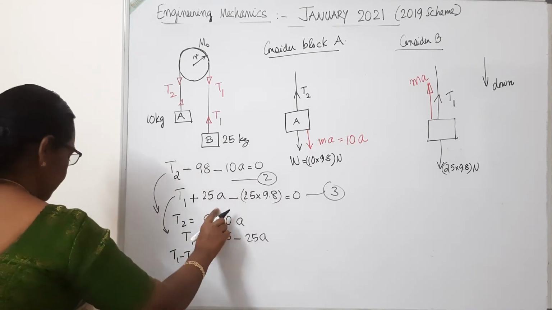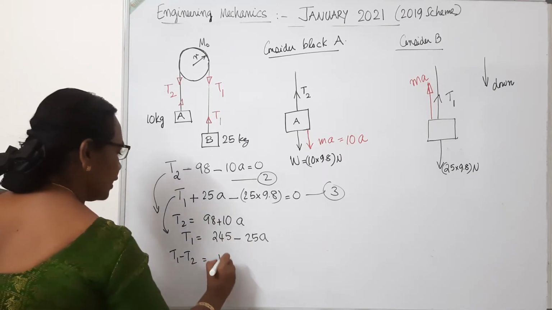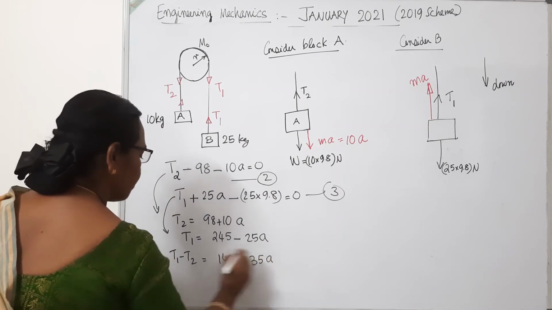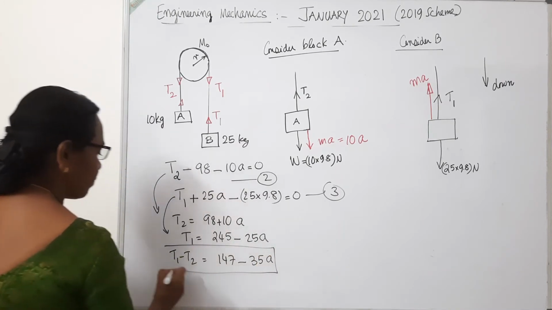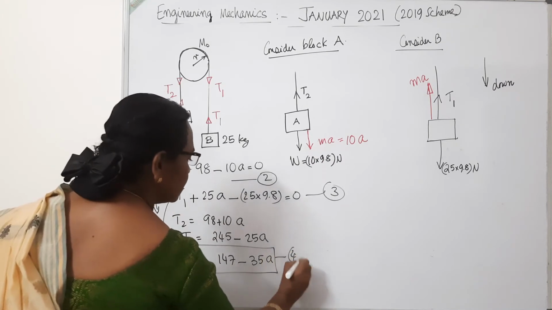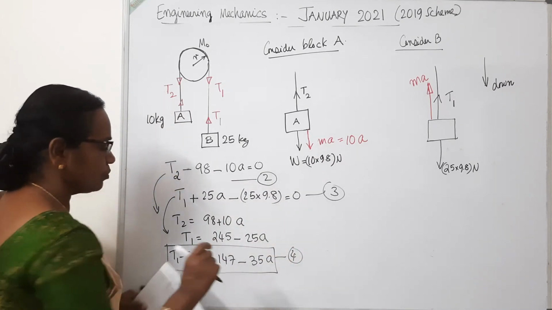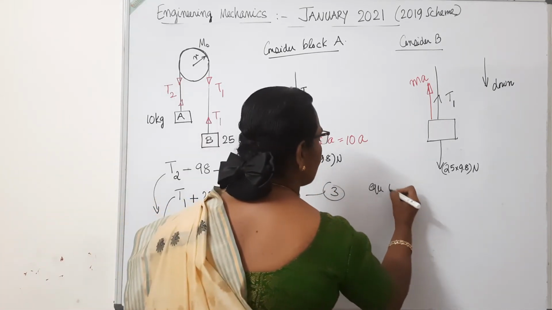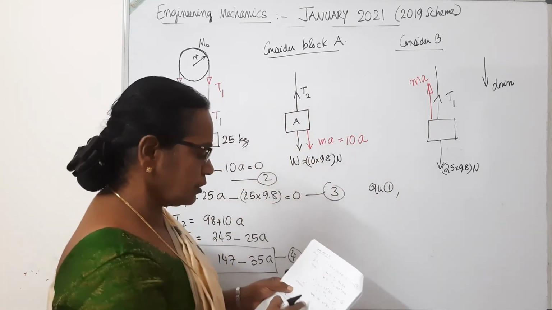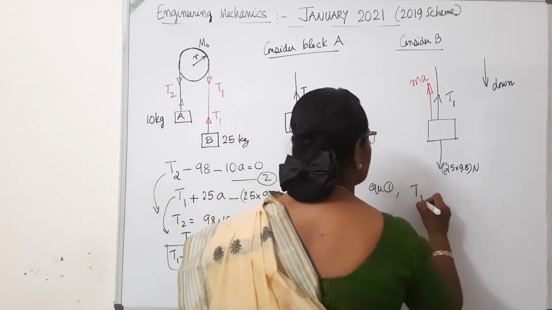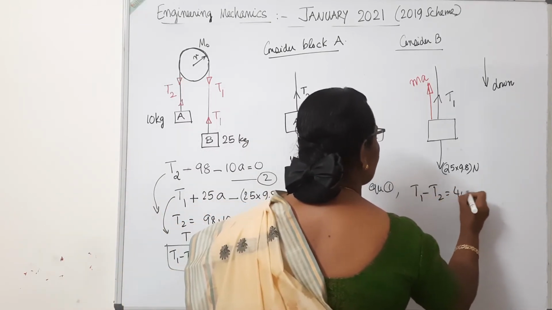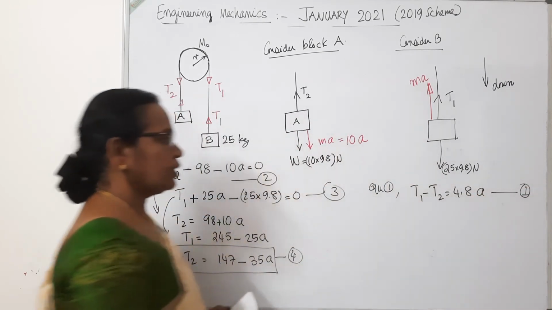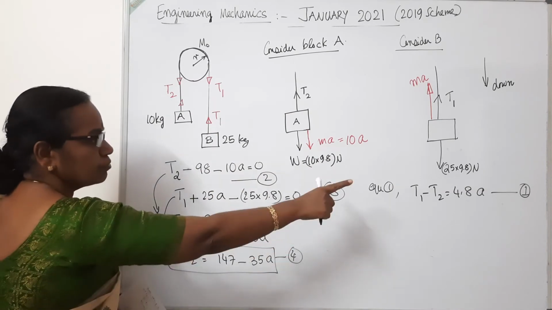T1 minus T2 will be 245 minus 98, 147 minus 25 minus 10, minus 35A. So it will be the fourth equation. We have got an equation T1 minus T2 is equal to 147 minus 35A. The equation 1, which we got considering the motion of the pulley, was T1 minus T2 is equal to 4.8A, which was the first equation. So refer to this 4 and 1.